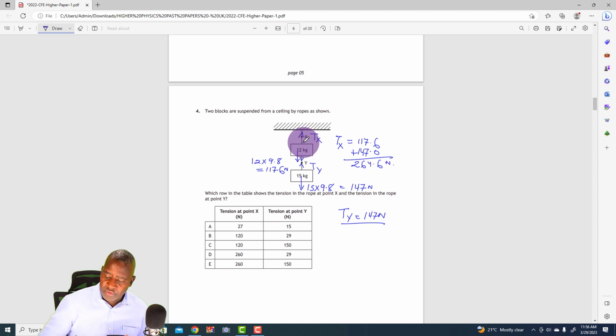264.6 newtons. Now when we look at the choices, we can see the tension in Y will be easier to identify. Tension in Y should be 147. So this appears to be like 150 newtons if we round it up to two significant figures. So it is either C or E. The other one should be 264. Let's see. Yes, this one, 260. Again, two significant figures, that is 260 newtons. So the best choice is E.